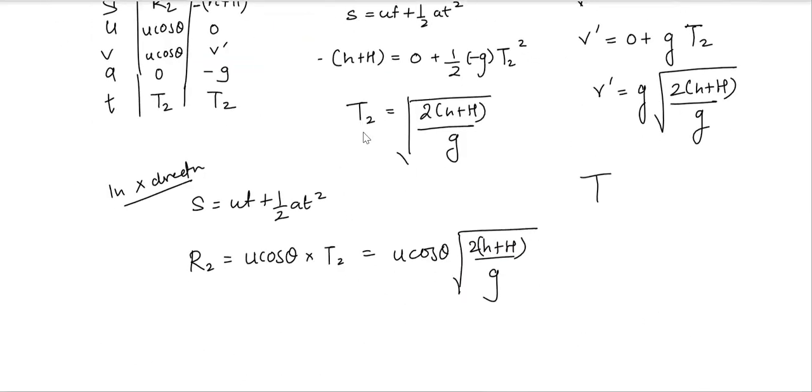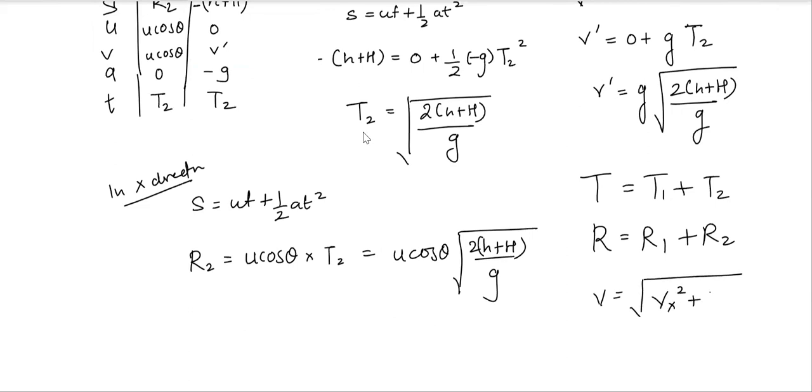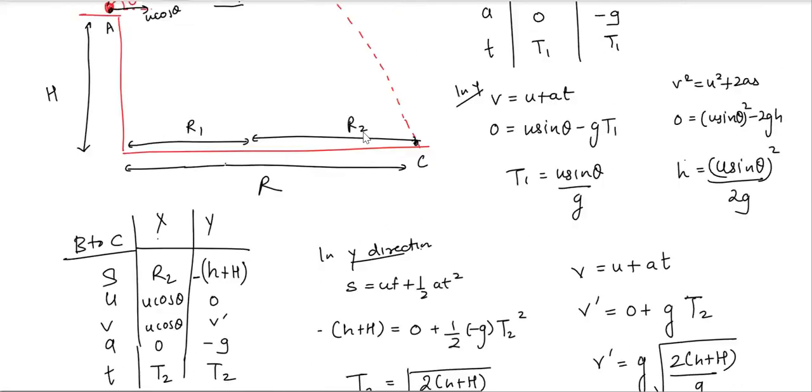You can just find the total time as t1 plus t2. You can find the total range to be r1 plus r2. And the final velocity would be the square root of the velocity components in the x direction and the y direction squared. In this, the velocity in the x direction will be u cos theta only, it won't change, while in y it will be v dash, the whole square. Okay, so this is how we do these problems.